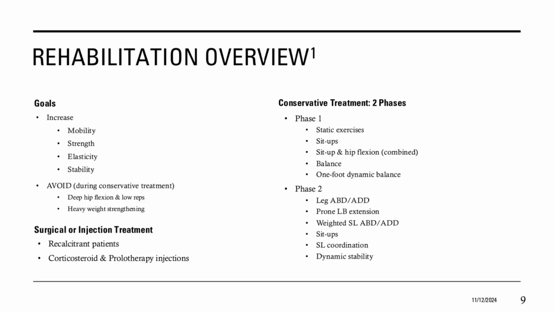So for the rehab overview, the goals are to increase mobility, strength, elasticity, and stability. During conservative treatment, you want to avoid deep hip flexion, low reps, and heavy weight strengthening. Conservative treatment occurs in 2 phases. Phase 1, you want to do static exercises, sit-ups, hip flexion, combined balance exercises, and one-foot dynamic balance exercises. Phase 2, you want to do leg abduction, adduction, prone low back extensions, weighted single leg abduction and adduction, sit-ups, single leg coordination, and dynamic stability.